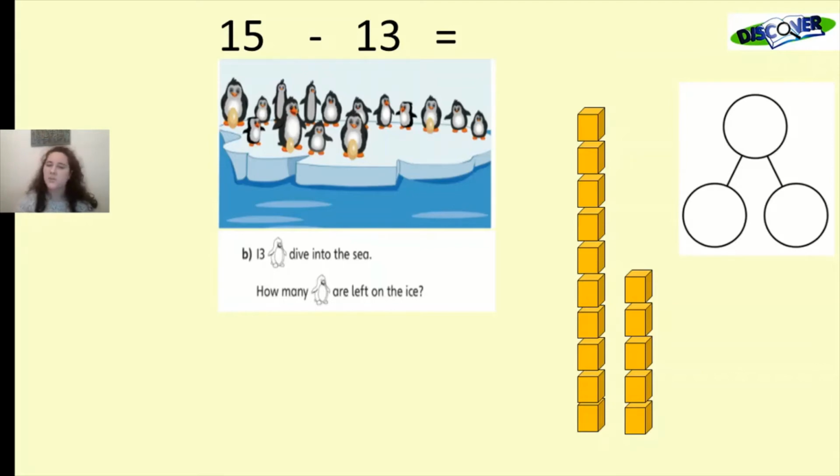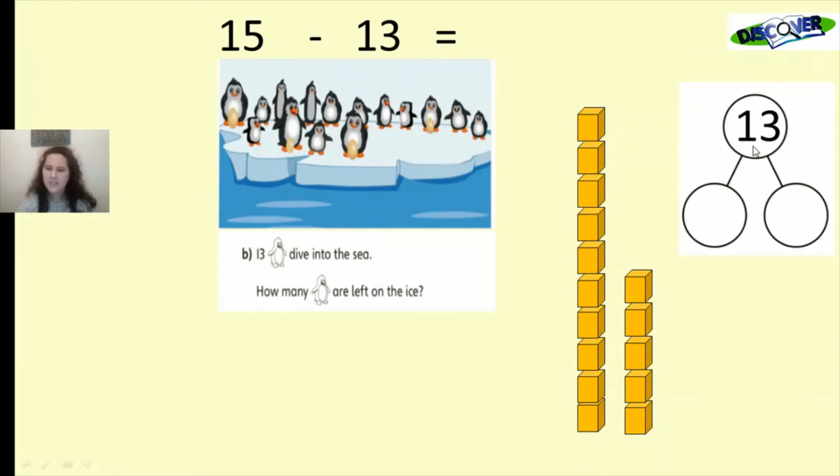And I'm going to teach you a quicker way of doing this. What you can do is partition 13. If you remember, partition means to split one number into 2 other numbers, like this. So I'm going to put 13 in my part whole model.